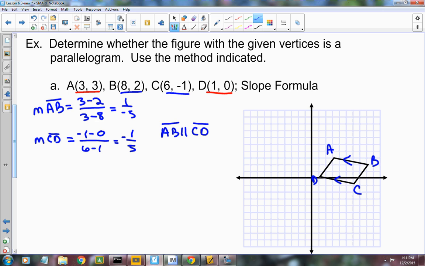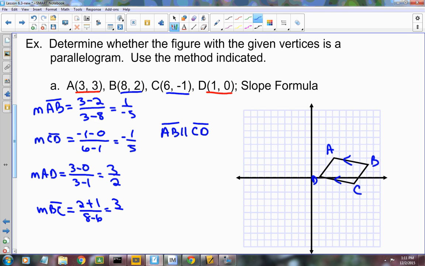So now I gotta look at the slope of AD. If you like to stack them on top of each other and subtract that way, that's fine. It'll work, it just takes a little longer, which is fine as long as you're right. So AD, I have to do 3 minus 0 over 3 minus 1. That gives me 3 over 2. Then I would do the slope of BC, and that would be 2 minus a negative 1 over 8 minus 6, which is 3 over 2.